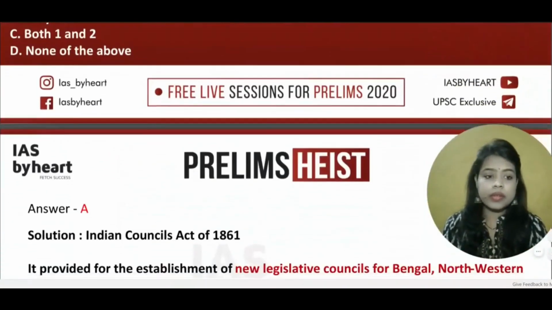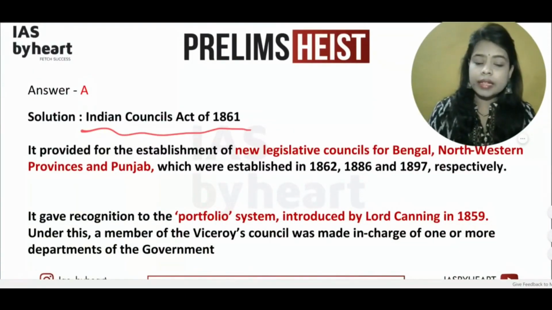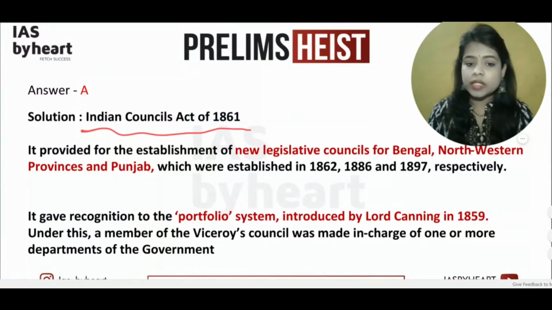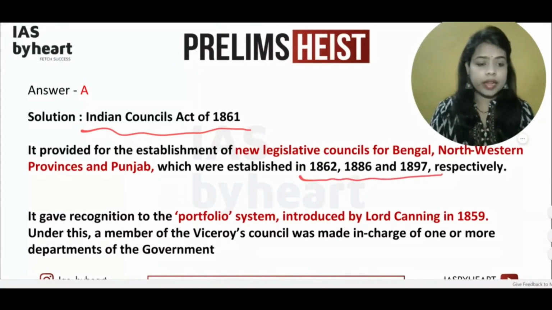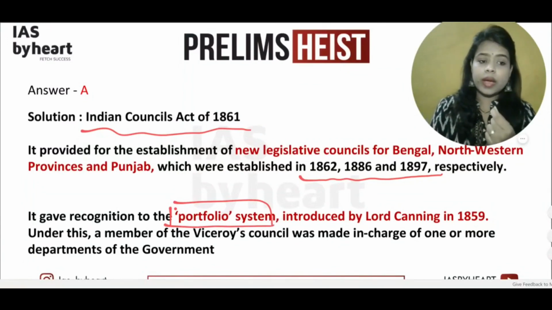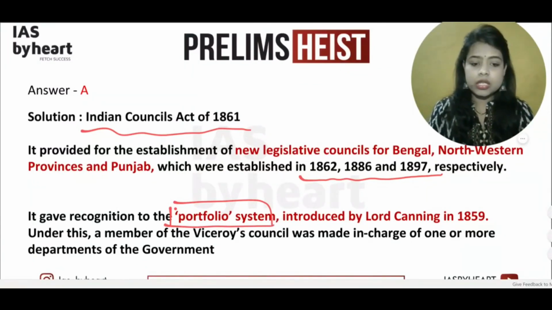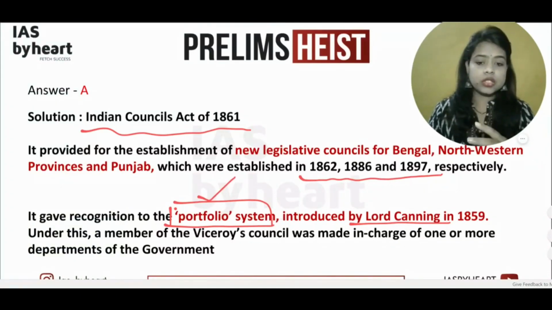And here we will see the explanation once more. So Indian Councils Act 1861 established the new legislative councils for Bengal, Northwestern provinces, and Punjab, and they were established in 1862, 1886, 1897. It has recognized the system of portfolio, where every department will be under the charge of one single person, and this was introduced by Lord Canning. As we all know, in 1858, the British India concept came. A lot of territories were added, and total centralization happened with the Viceroy and Secretary. So that's why dividing the departments was important. With the background conditions, you can relate and remember.